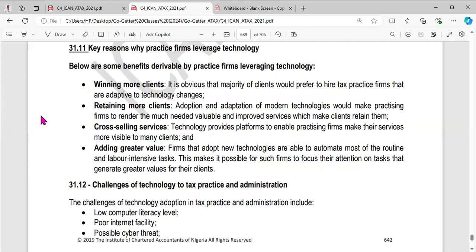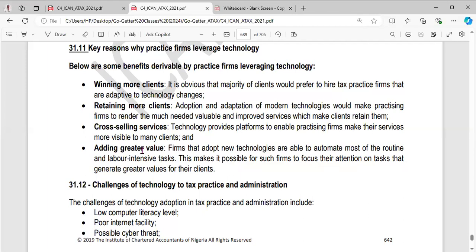You want to retain more clients. When you want to retain more clients, you need to add more value to them. And when you add improved services and they are seeing your value, you are going to retain them. There is also cross-selling services, where you sell your services to other firms because they cannot do everything and they contract some jobs to you, you provide those services for them, and you add greater value because you are automating your system with technology, and you can now focus on something higher than what you can delegate to mere technology.